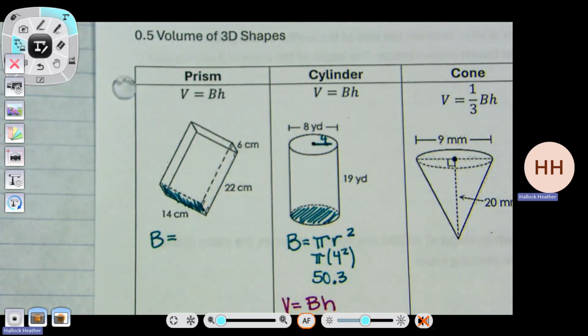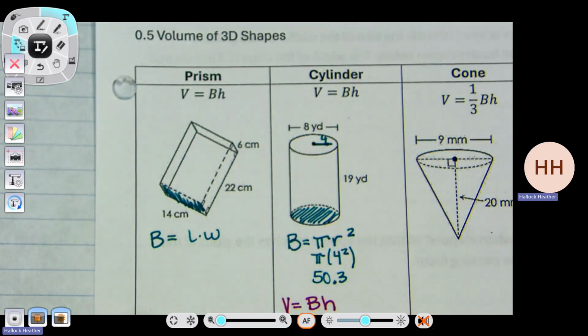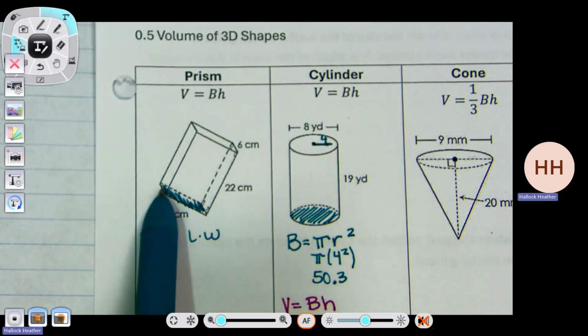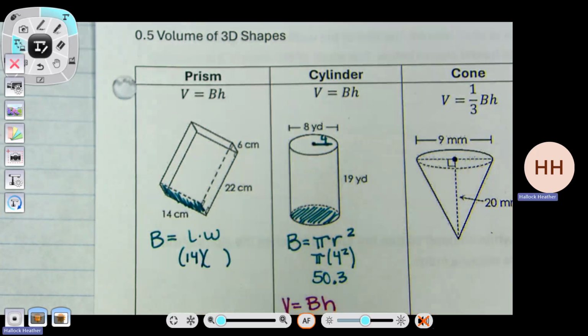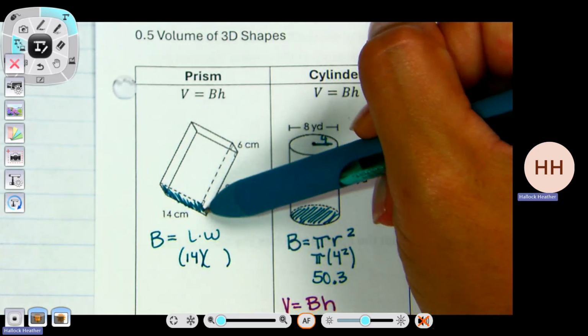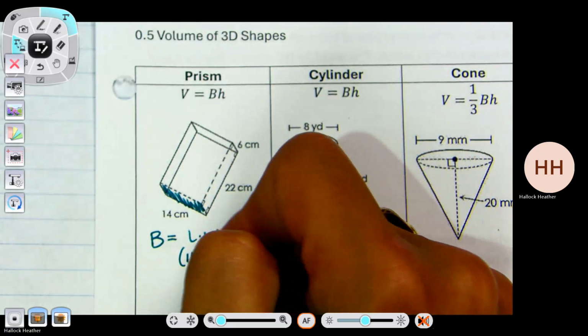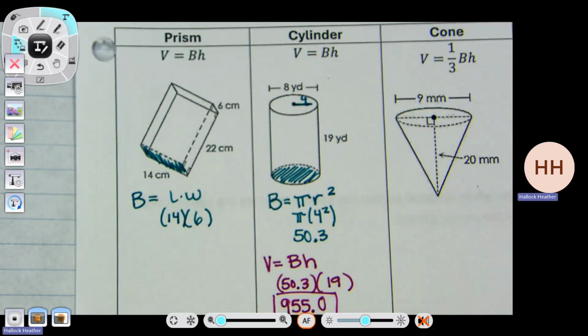How do you find the area of a rectangle? Length times width, or base times height. So of the base, what is the length of the base? 14. Now there's no other number, but what would be the width of my rectangle? 6. That's why, if you use a different side, you can use different numbers. It's fine, it doesn't matter. You're going to get the same answer. So 14 times 6 is how much?